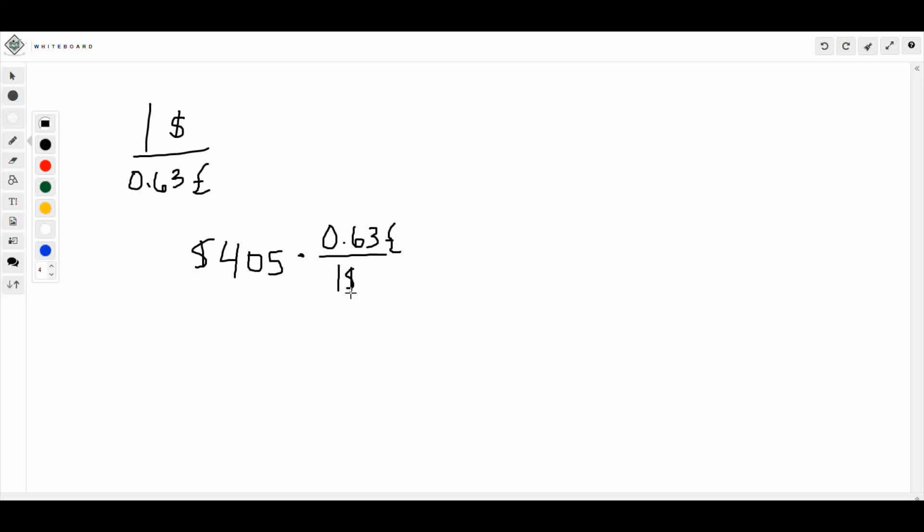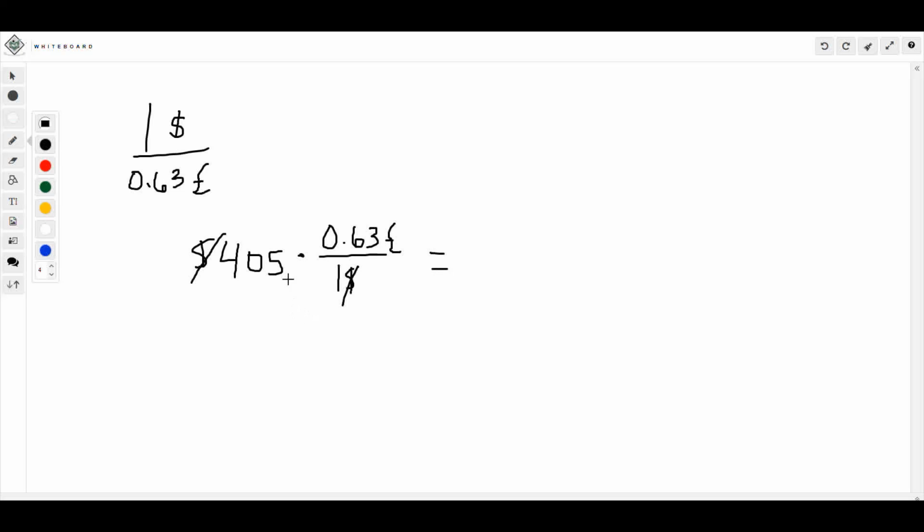Remember, whichever unit you are wanting to be your answer, that's what's going to be on top. That's how you know how to turn that ratio around, because you know those numbers are the same. So what we're going to do then is cancel out the dollars. That means we're left with just pounds, which is what the problem says.